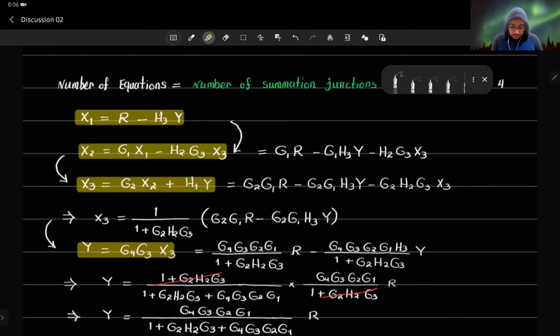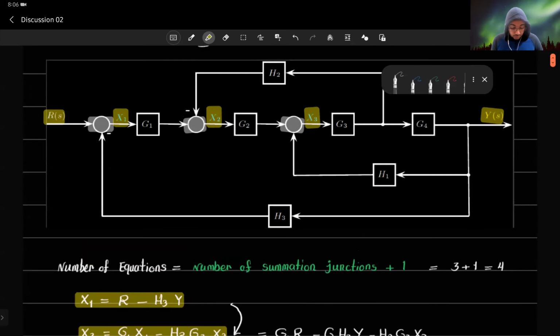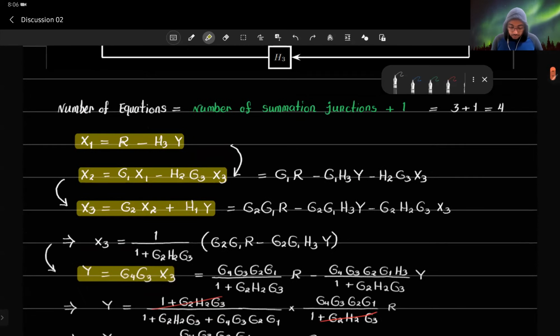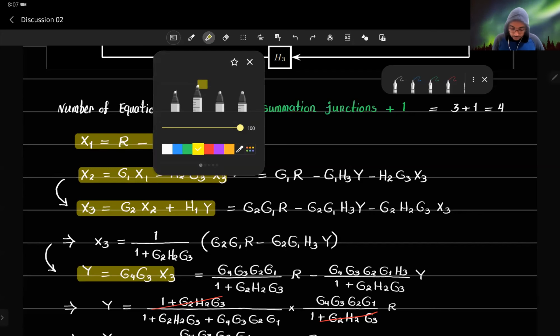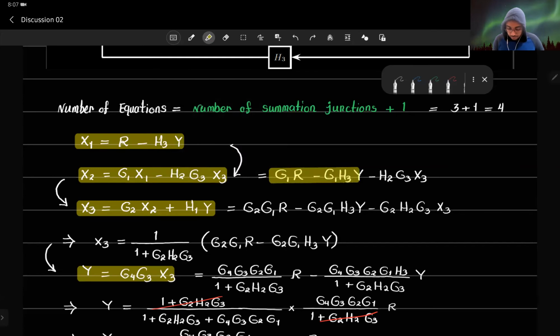So we have four equations, and we want to obtain the transfer function from r to y. Typically what we do is substitute from one equation into the other. For instance, if we substitute x1 into the equation for x2, we get this expression: g1 times r minus g1 times h3 y, because x1 is equal to this, so we just substitute.